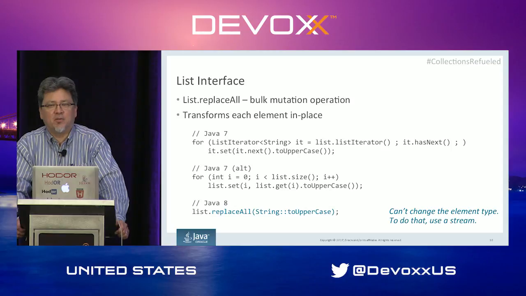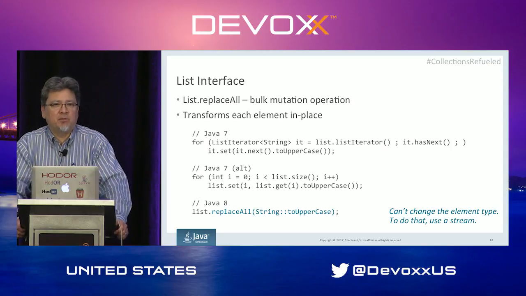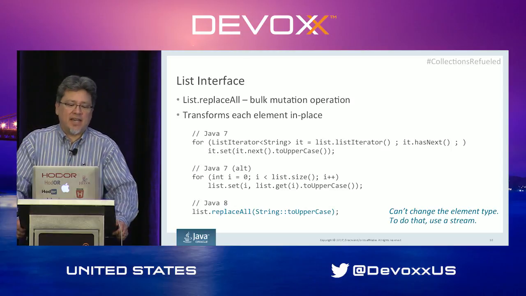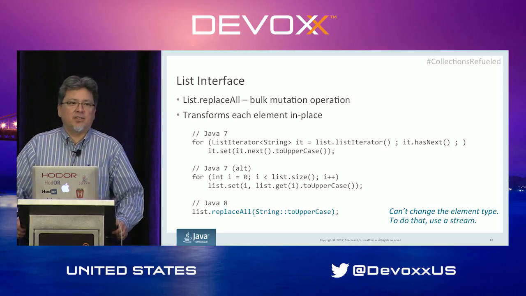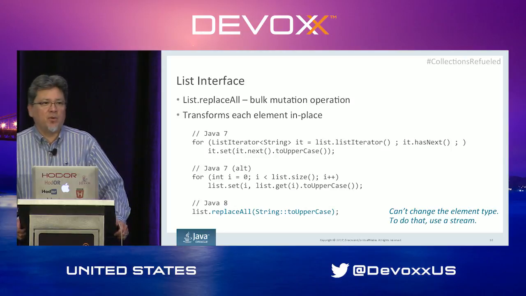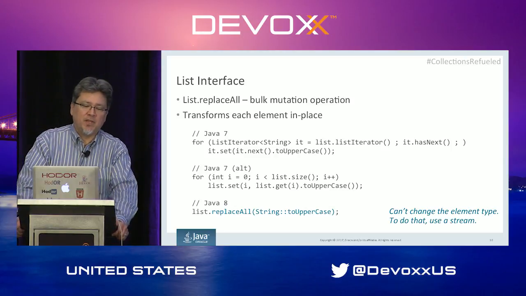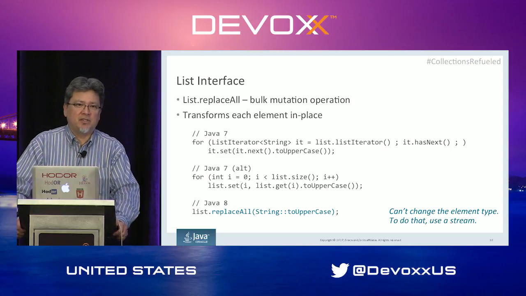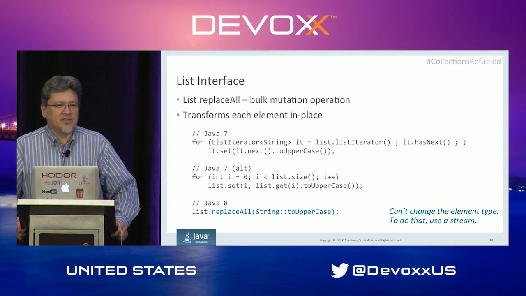And so that's the second code block here. I think everybody would probably write it this way, where you just index from 0 to size, and then just call set and get using the index operations. And that's perfectly fine if you know you're operating on an ArrayList. If you're operating on a LinkedList, then that will slow down drastically, but you shouldn't be using LinkedList anyway. And that's a different talk.